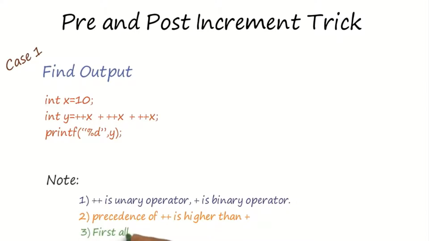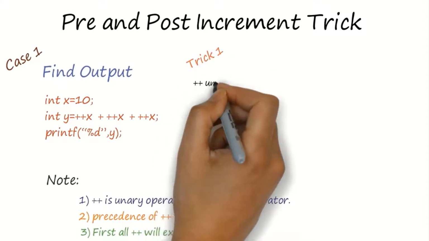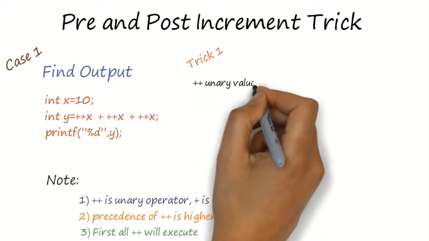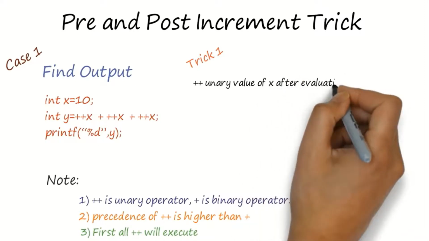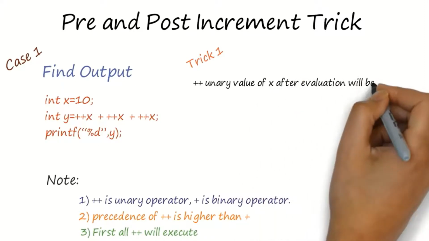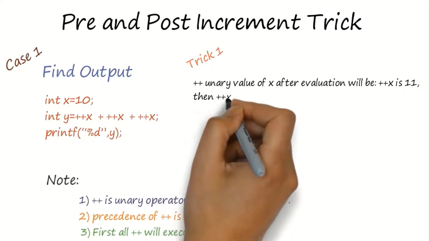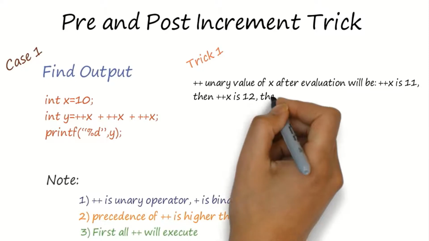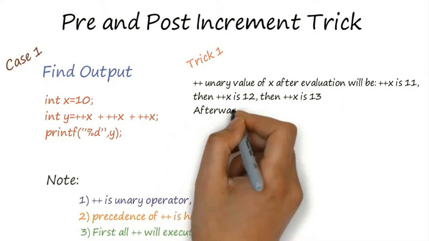So the unary operator, that is plus plus, will be executed first. Here as x is equal to 10, the value will be incremented first and get assigned to x. So the first plus plus x from left will be 11, the second plus plus x will be 12, and the third will be 13. So the final value of x after unary operator evaluation is 13.